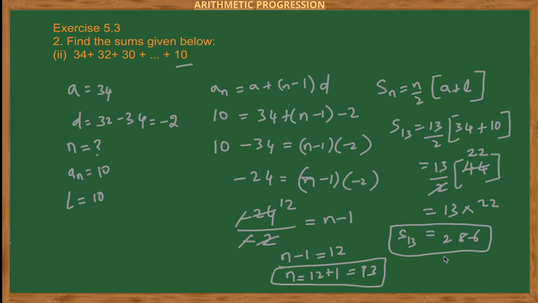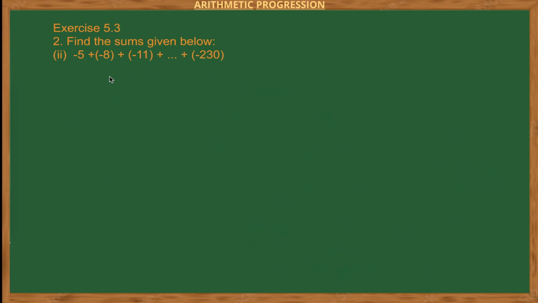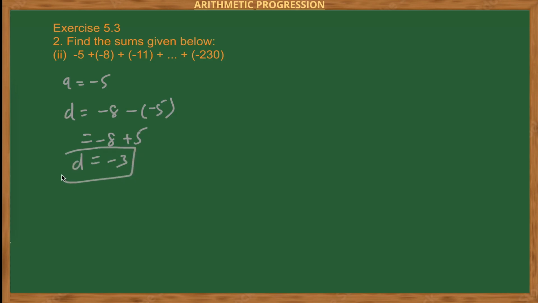Let's move to our next question and see what we have in that to sort out. Find the sum of the series given below. Here also the last term is given. So let's try to sort it out. A is given as minus 1. What is D? D is nothing but minus 8 minus of minus 5. So this becomes minus 8, minus of minus becomes plus 5. It becomes minus 3. So D is equal to minus 3.